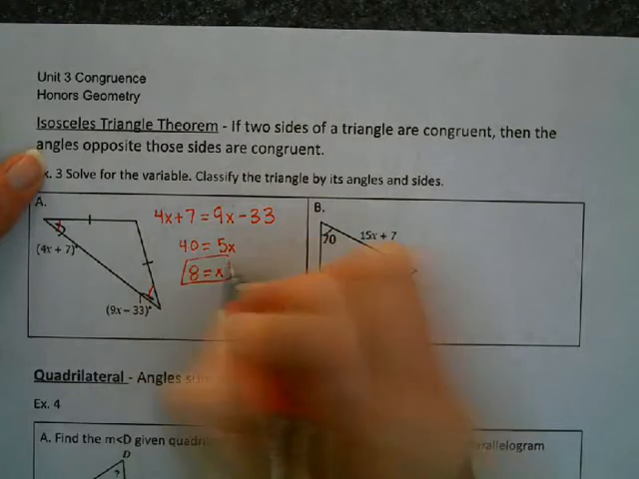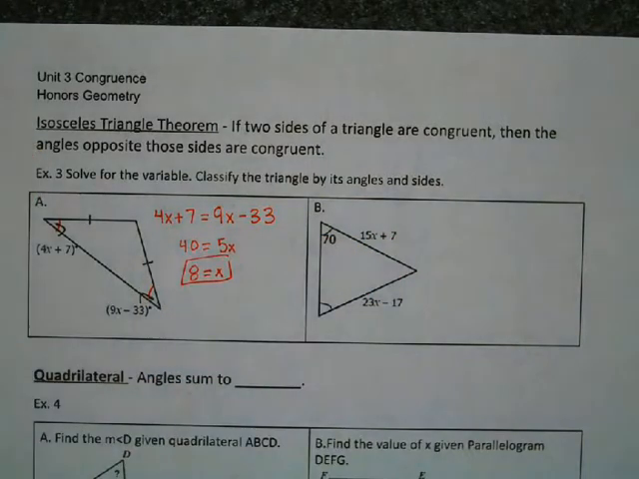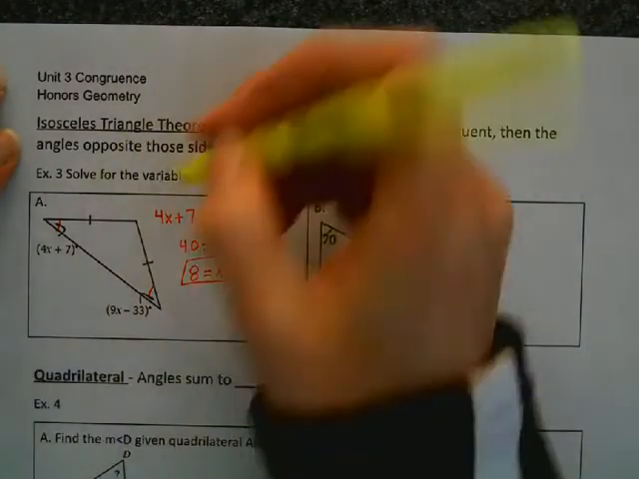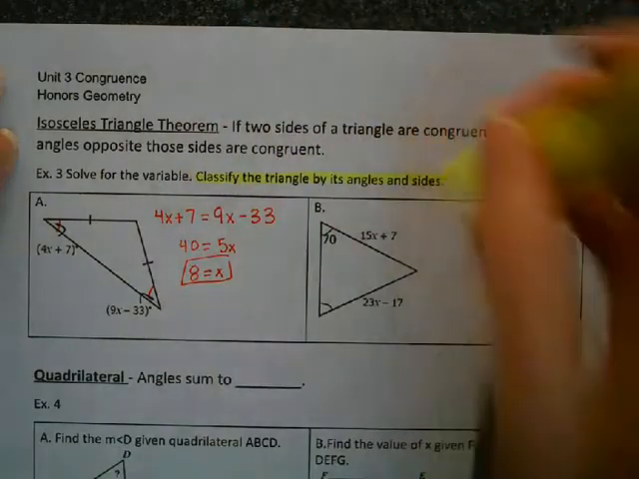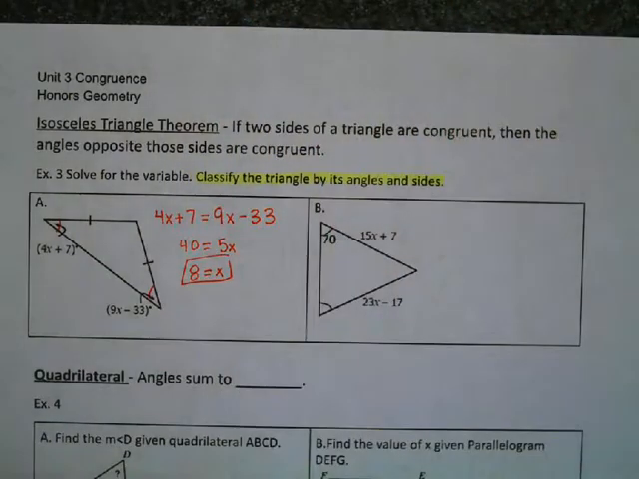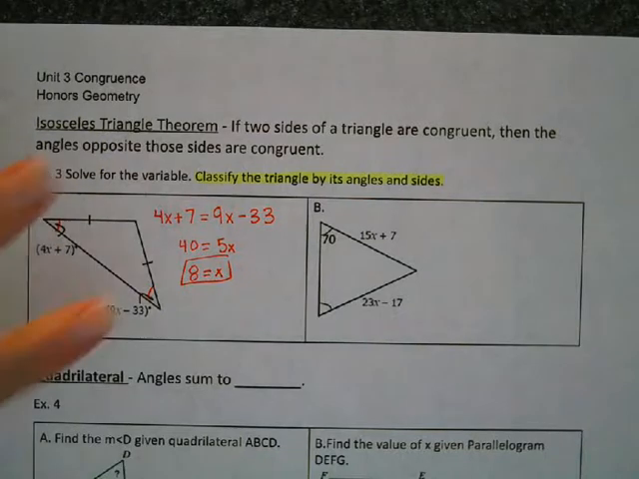Again, this one has us go a step further. Solve for the variable, I did. Classify the triangle by its angles and sides. So, sides-wise, we know it's isosceles. It has two things marked. So I can automatically say it's isosceles.